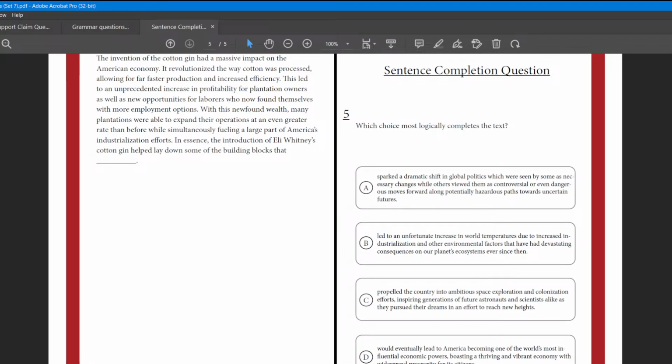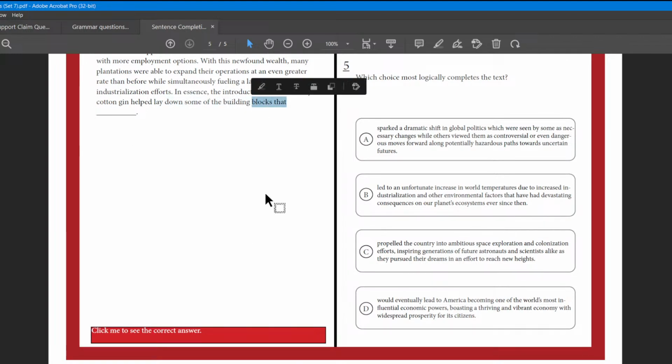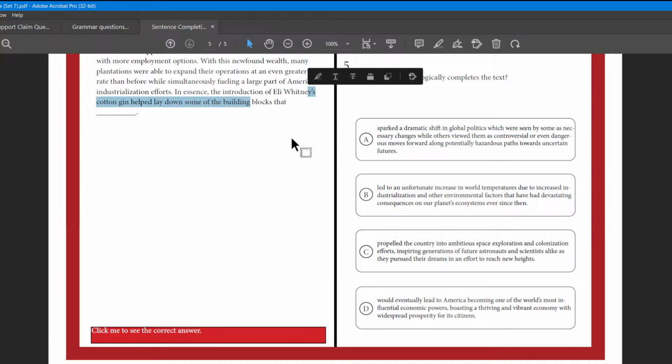Last one. I got some C's. I got some D's. Let's take a look at C and D. Again, the introduction of Eli Whitney's cotton gin helped lay down some of the building blocks that did a thing. All right, so without going back to read, let me just take a look at this real quick. All right, sparked a dynamic shift in global politics. That seems probably too, I don't know. I'm not sure how this would happen. Lay down the building blocks. I don't know about this.